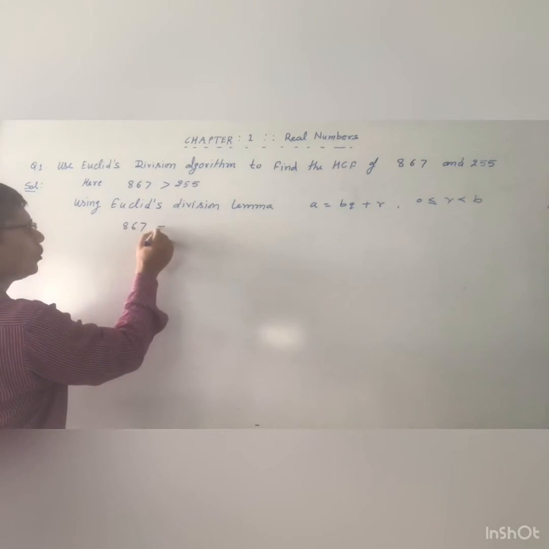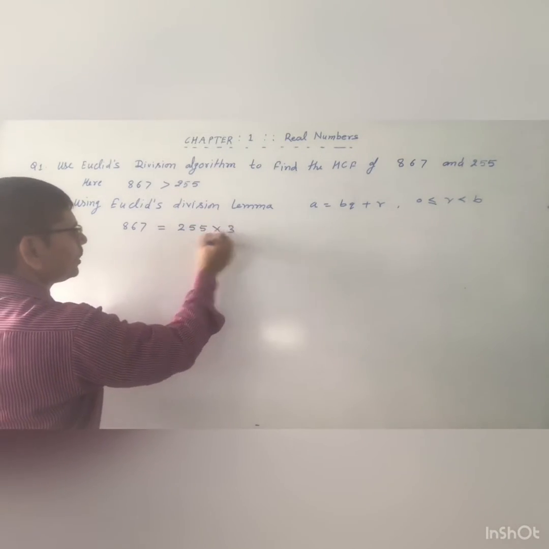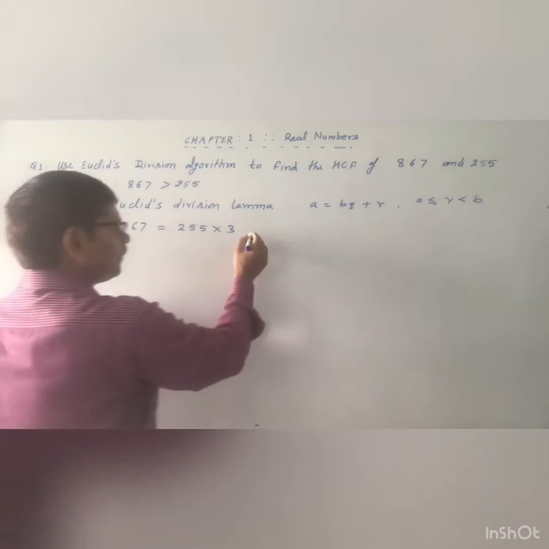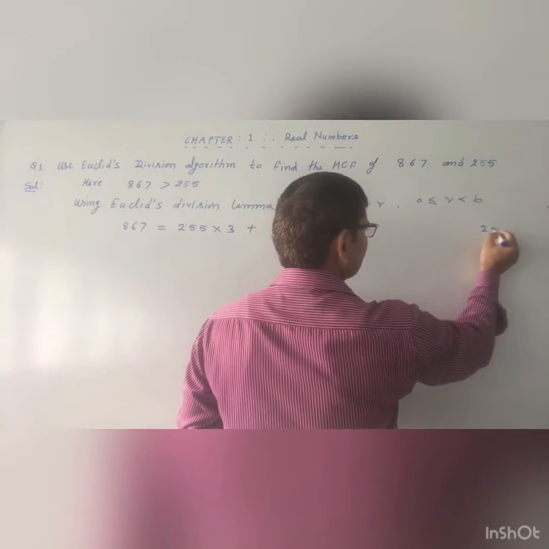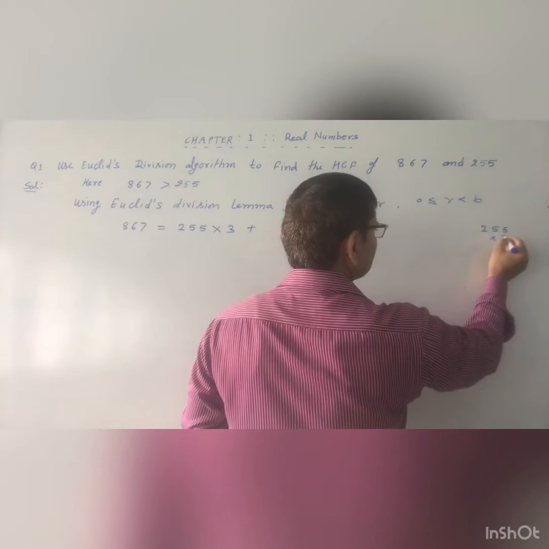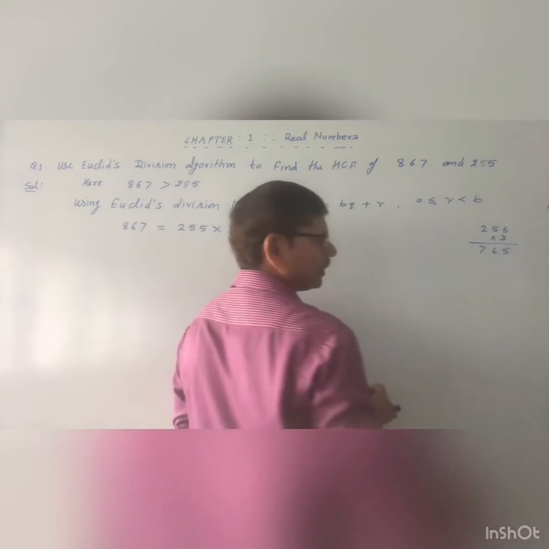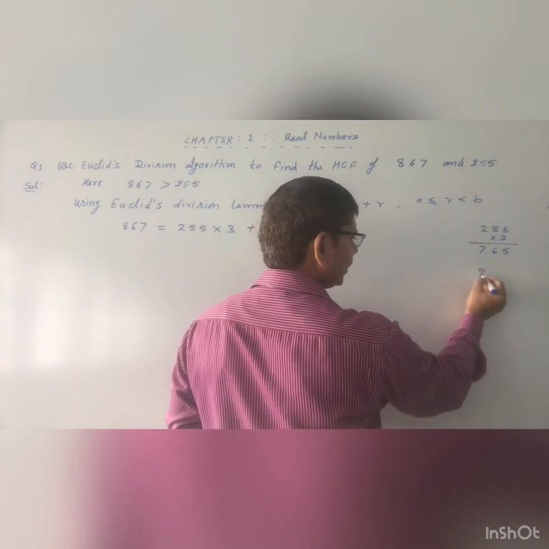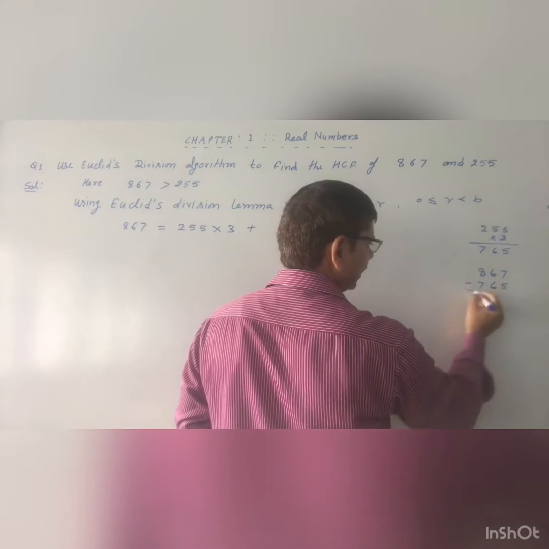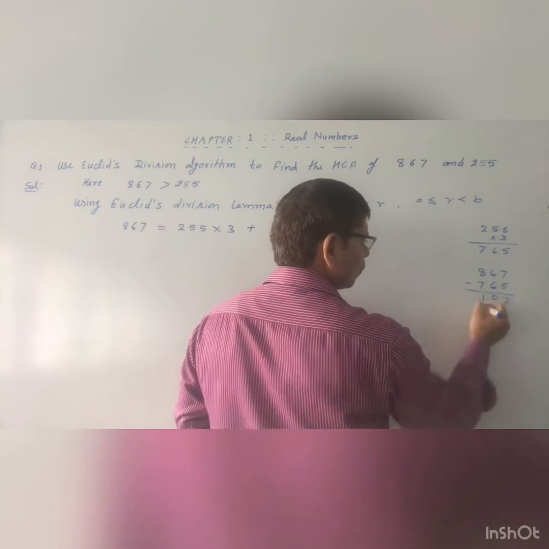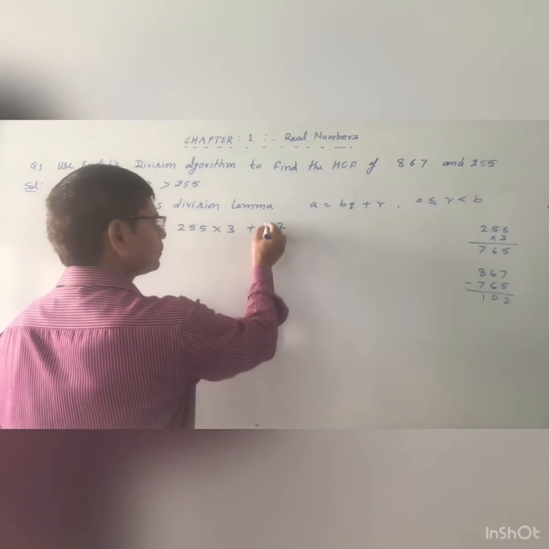867 equal to 255 into 3. Okay? Plus how much? 255 into 3 gives you how much? 765. And how much remaining? 867 minus 765 gives you 102. So you will write here 102.